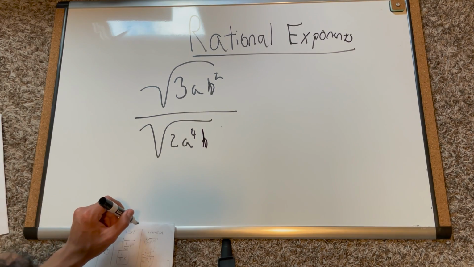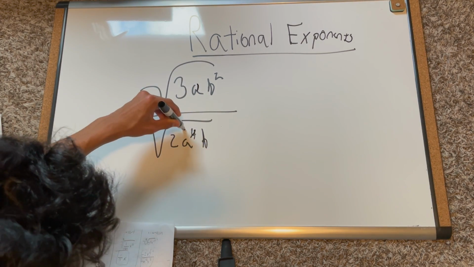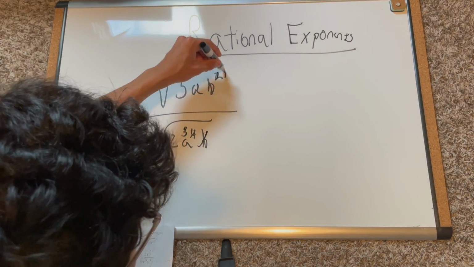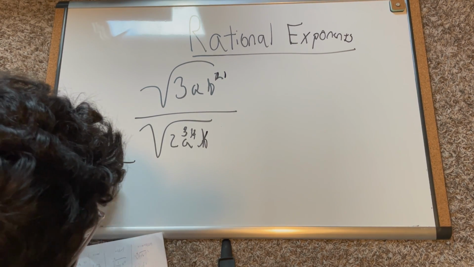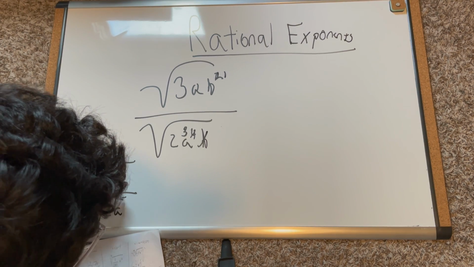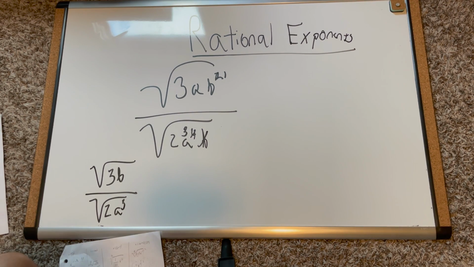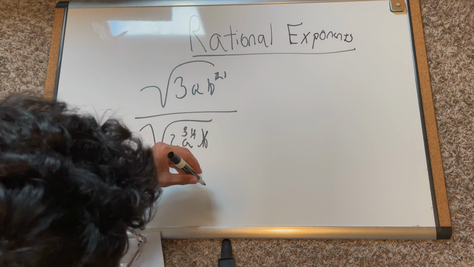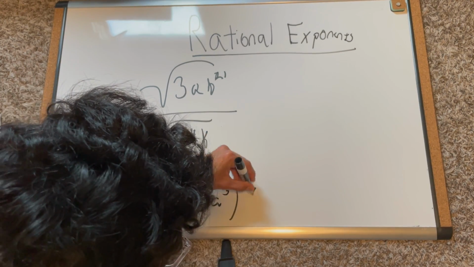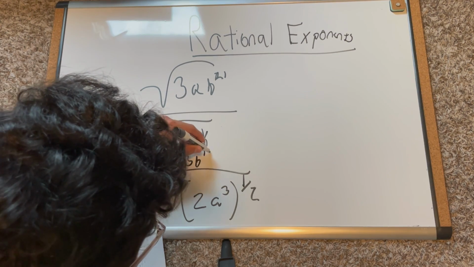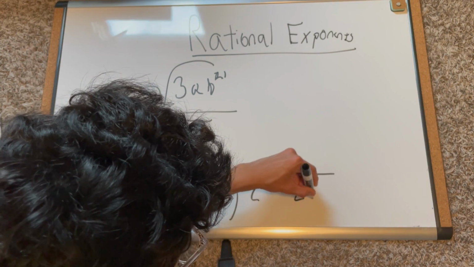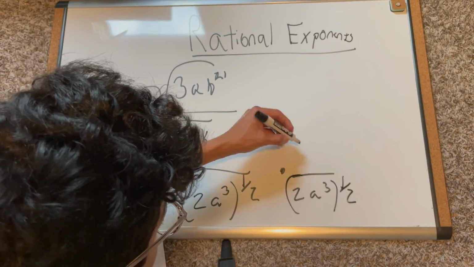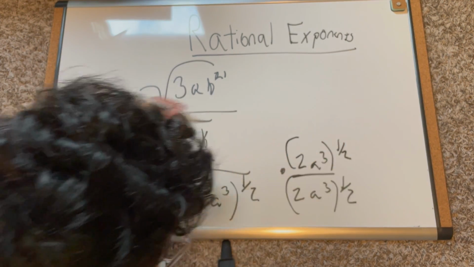So what we have here is that we can eliminate the a, just change this to a 3. We can take out the b, just change this to a 1. So we have the square root of 3b over the square root of 2a cubed. We can't really do anything here. So what we do is we turn this into a fraction. We'll turn that to a fraction also. Multiply it by 2a cubed 1/2, because 1/2 is equal to whole. 2a cubed 1/2.